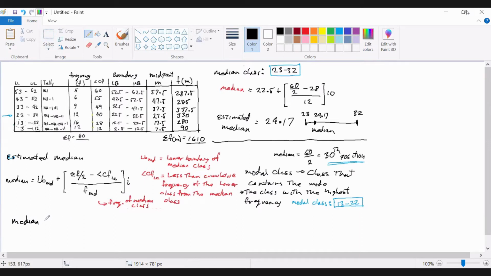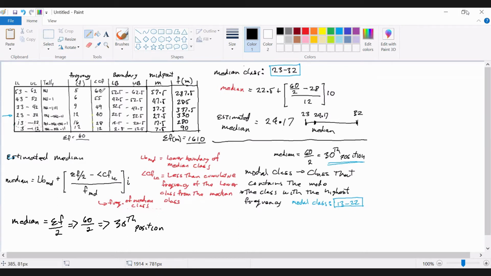Median is summation of f divided by 2, over 2, which in turn gives us 60 divided by 2, which will give us the 30th position. And then we find the 30th position coming from your cumulative frequency.